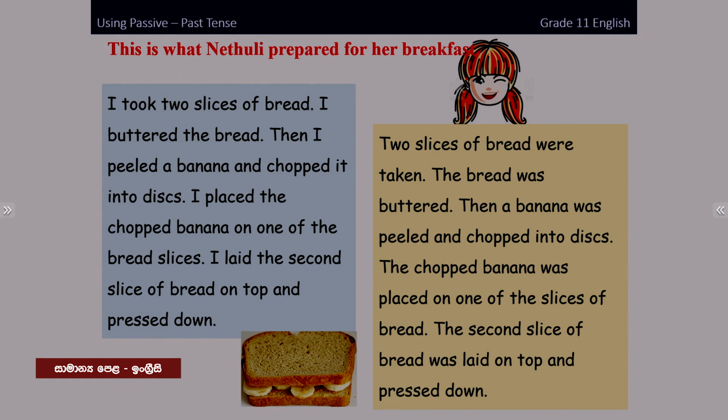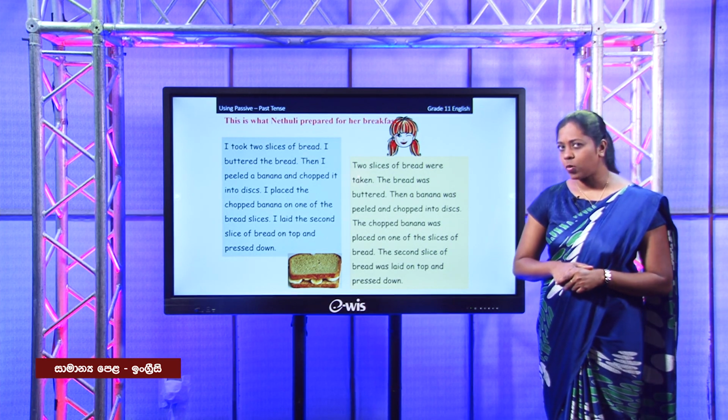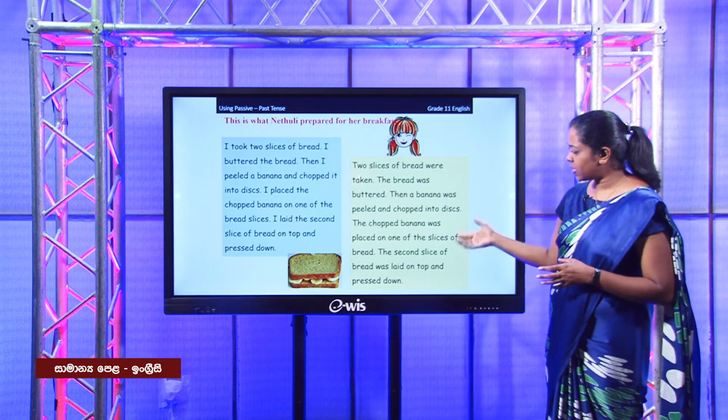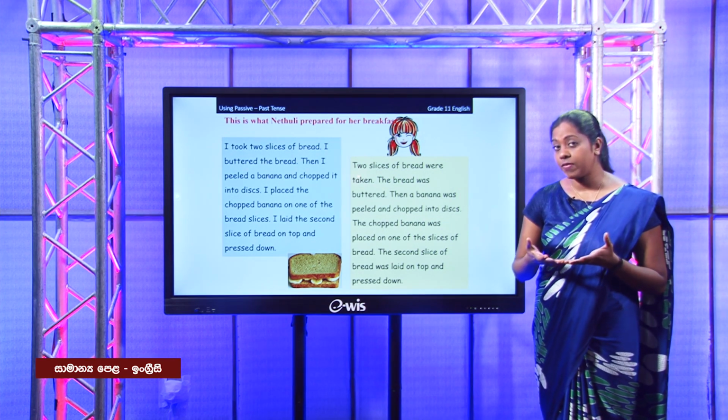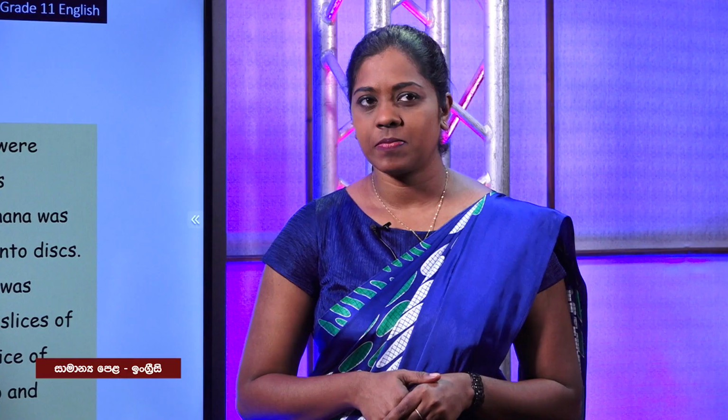What sort of a difference do you notice? Let me read it with you. I took 2 slices of bread, and in the second paragraph it goes as 2 slices of bread were taken. Normally when we form an active sentence, you have a subject, a verb and an object. This is the usual way, right? In the first paragraph, see whether you can find the subject, verb and object, and also look at the second one and see whether you can find the same there. If you can find it, please see whether it is written in the same manner.